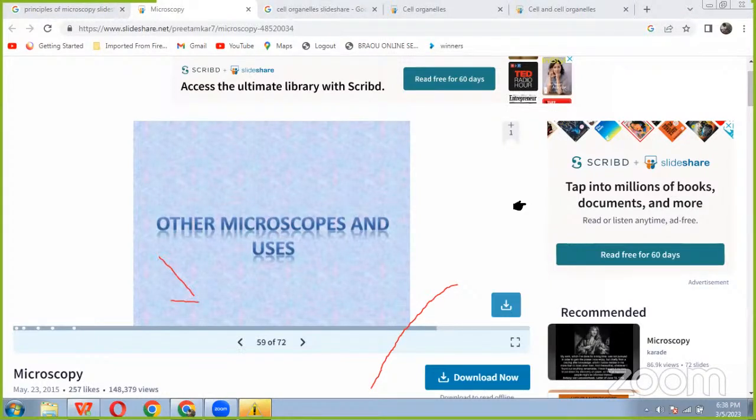Next one, chemical dyes are used for staining. For example, under the compound microscope: safranin, glycerin, methylene blue. Different types of dyes are used under the compound microscope or the light microscope.